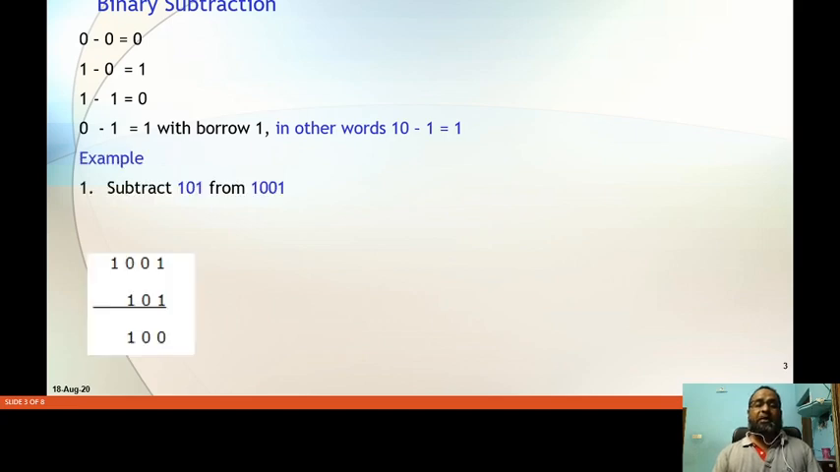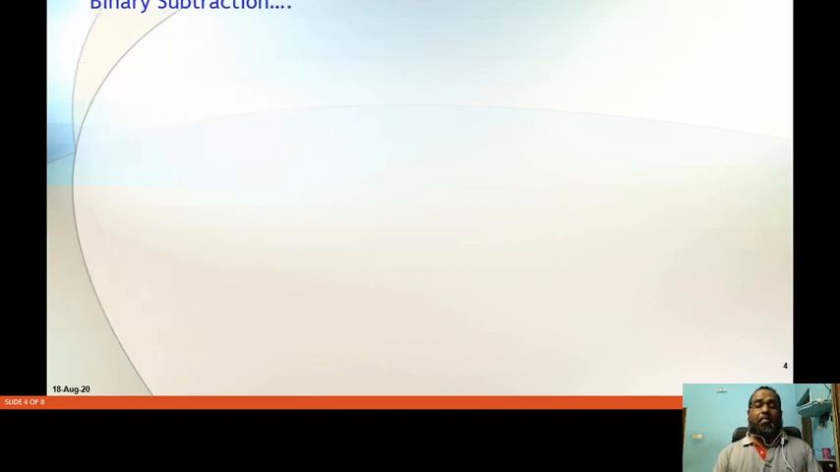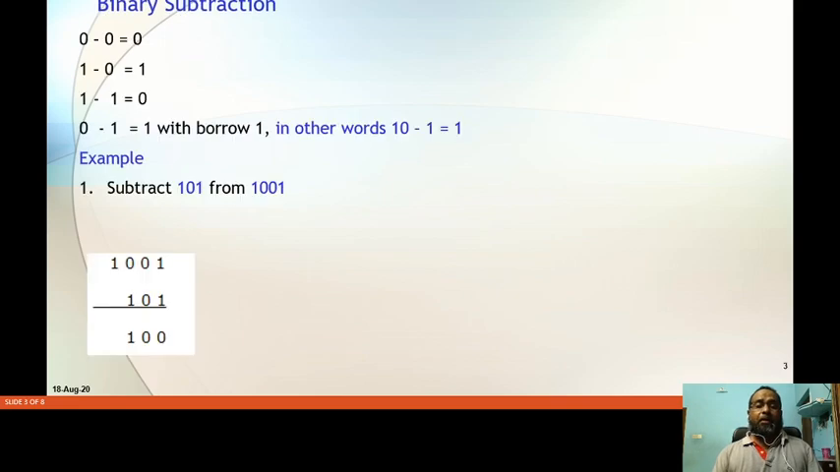See the example, subtract 101 from 1001. See here, what to do? Subtract corresponding bits: 1 minus 1 is 0, 0 minus 0 is 0, then 10 minus 1 is equal to 1. This is what I have mentioned now, 10 minus 1 is equal to 1.